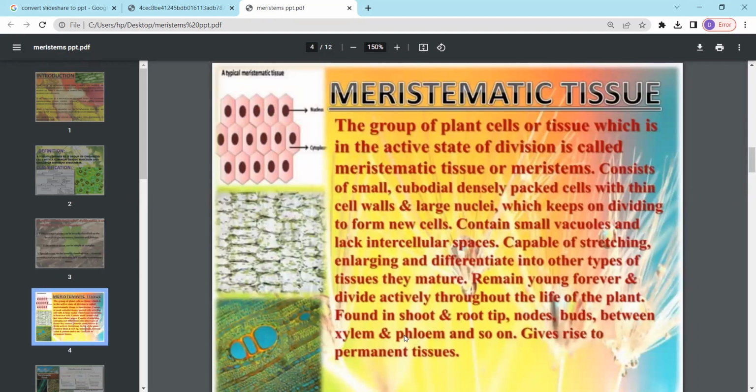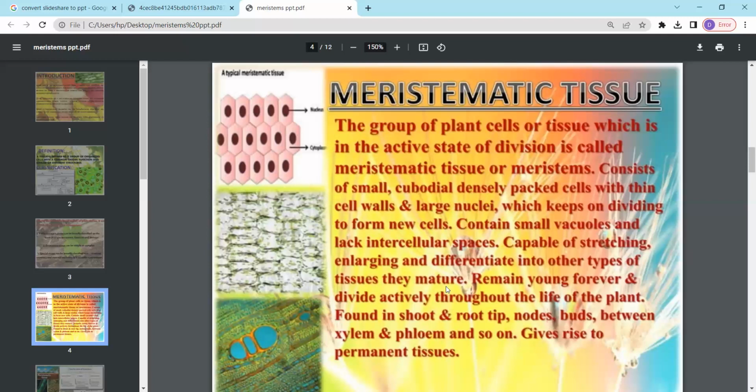Meristematic tissue means a group of plant cells or tissues which is in the active state of cell division. So generally these meristematic tissues only have the capacity to divide, and consist of small cuboidal densely packed cells with a thin cell wall and large nuclei. The large nuclei keep on dividing to form new cells. They contain small vacuoles and they lack intercellular spaces. So in meristematic cells or tissues, the intercellular spaces are also absent.